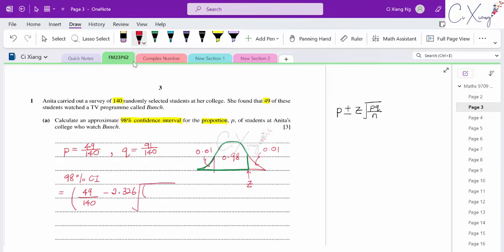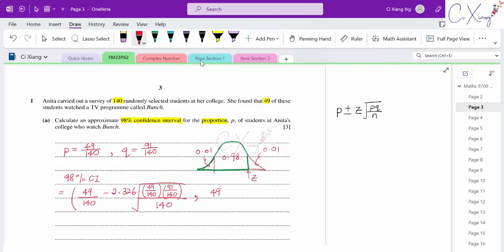Substituting the values for P and Q, divided by n. n is the sample size, which is 140. Okay, so this is generally my formula for the lower limit. Then the same thing happens for the upper limit, just that we change it to a positive.